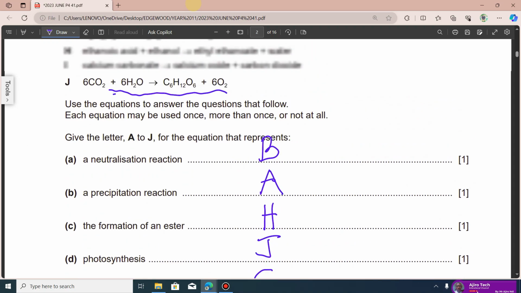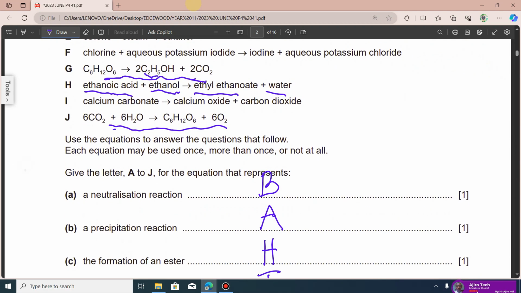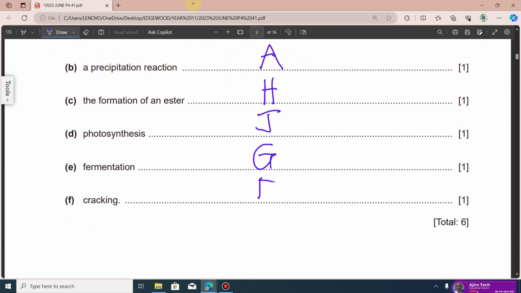And then the final one there is cracking. Cracking is simply the process by which a larger hydrocarbon is broken down into smaller hydrocarbons. Remember that hydrocarbons are simply compounds that contain carbon and hydrogen atoms only. If you look at all the options that we are given, we see that D has carbon and hydrogen atoms only. We can see that a larger hydrocarbon, C12H26, breaks down to produce C8H18 and C4H8. So this is what cracking is about. It could either be catalytic or thermal cracking. So we are going to put D as the answer to this.